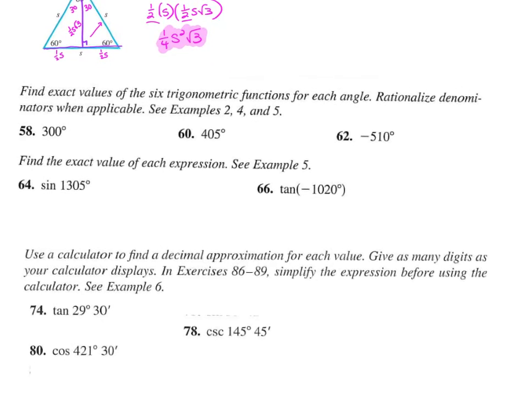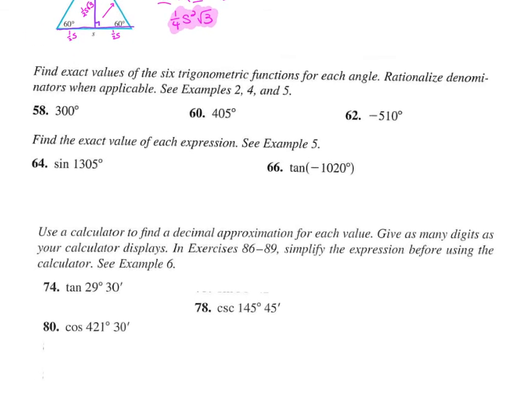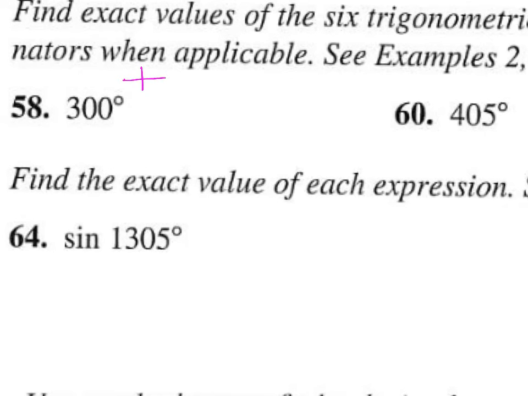Okay, then it says find the exact values of the 6 trig functions for each angle, rationalize the denominator when applicable. So if I'm trying to find the 6 trig values for 300, okay, think 300 is in your 4th quadrant, so that helps me with all students take calculus. The reference angle here is what I'm going to find. So the reference angle would be 360 minus 300, which is 60 degrees. So in a 30, 60, 90 triangle, opposite the 30 is 1, opposite the 60 is root 3, and opposite the 90 is 2. And I'm using the 60 degrees, so that's at the top.